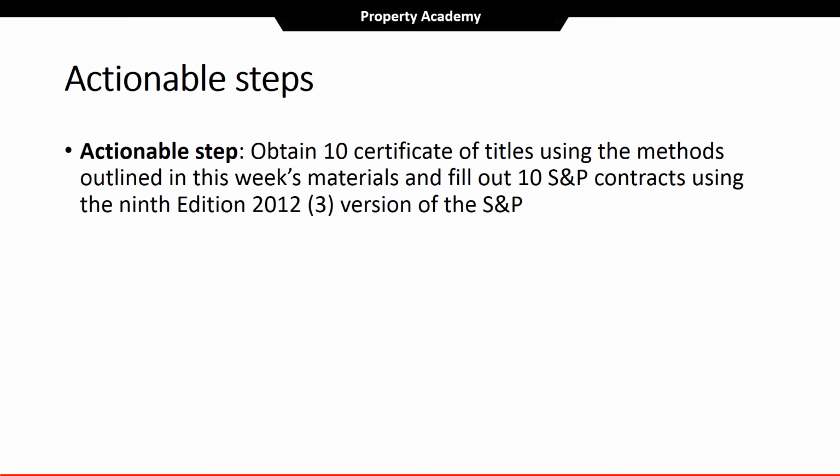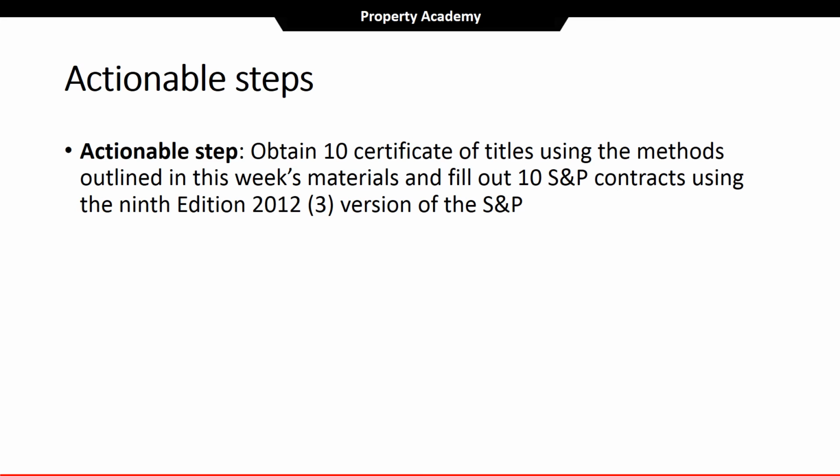And this week's actionable steps, I want you guys to obtain 5 certificates of title. And it's really easy to do because you can go out and ask a lawyer for it, or you can go out and request the title from the real estate agent listing the property. And I want you guys to fill out 5 sales and purchase contracts using the 9th edition 2012 version of the S&P that I've provided in the downloadable sections for week 1. And also I want you guys to fill out 5 contracts using the real estate agent's version of the S&P contract as well. And this can be the case of you going out to open homes and just writing in offers just so you get the hang of things. So that's what I want you guys to do.